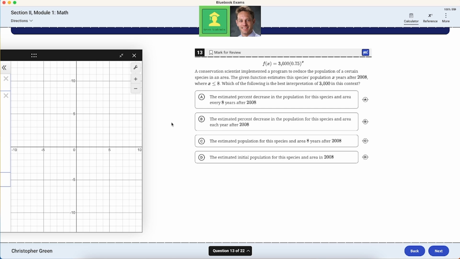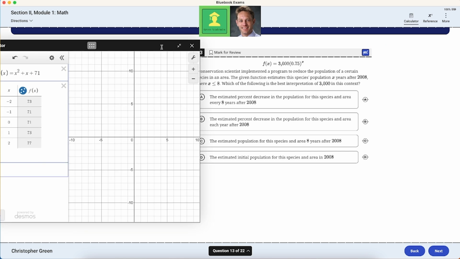A conservation scientist implemented a program to reduce the population of a certain species in an area. The given function estimates the species population X years after 2008, where X is less than or equal to 8. Which of the following is the best interpretation of 3000 in this context?